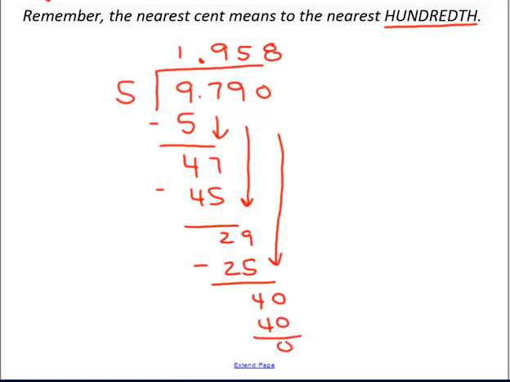Now, it's reminding me to round to the nearest hundredth. So my answer up there is 1 and 958 thousandths. So I need to go to the hundredth, circle my number next door. That 8 tells me I need to make this 5 go up to a 6. So each pack is $1.96.